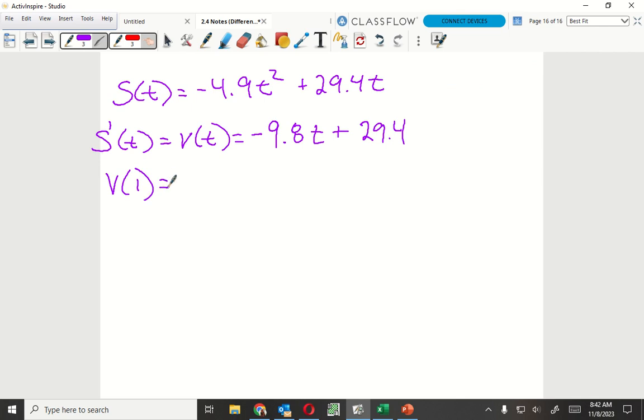If it's v of 1, what am I going to do with the 1? What am I going to do with that 1? I'm just going to plug it in, right? Replace every t with 1. So that's going to be negative 9.8 times 1 plus 29.4, which is going to give me a grand total of, was it 19?